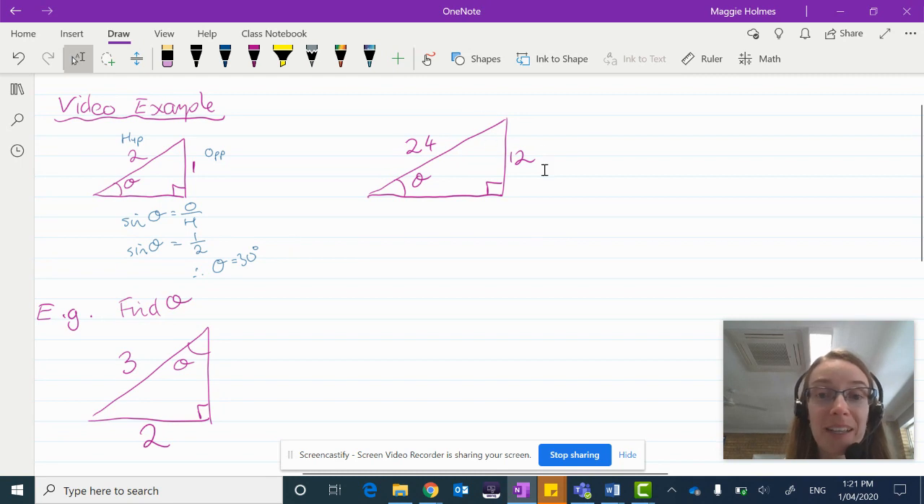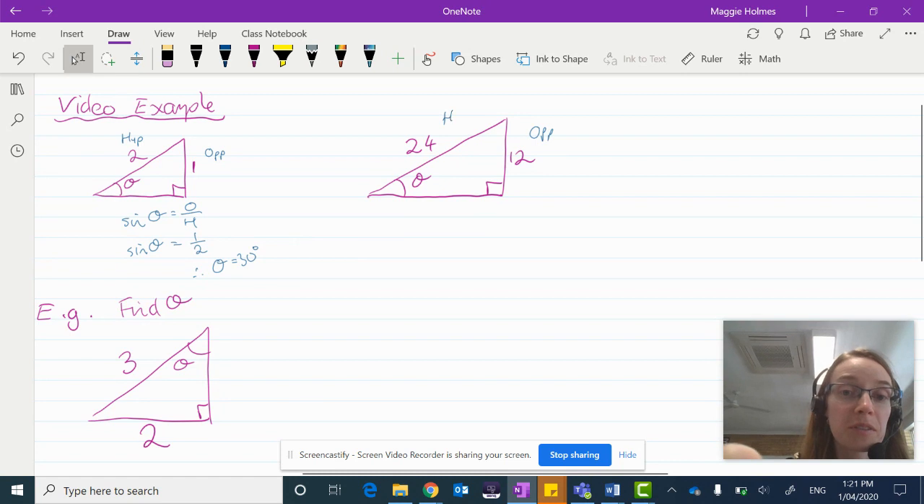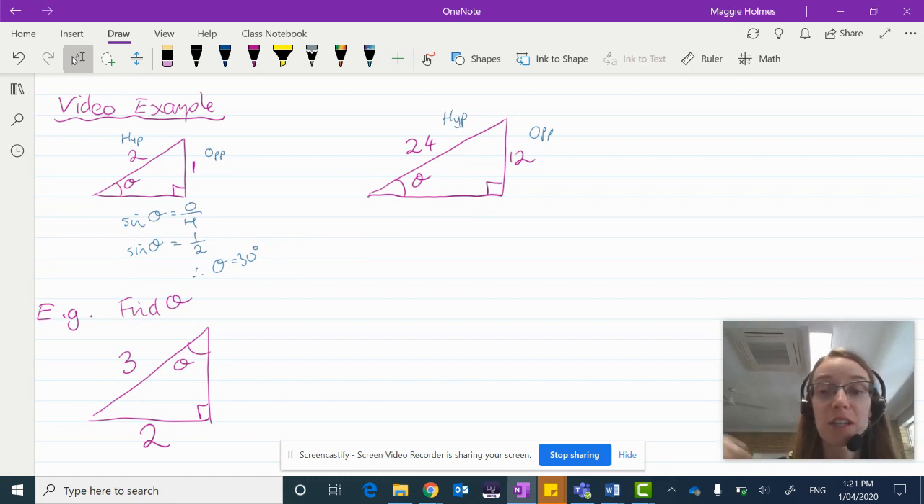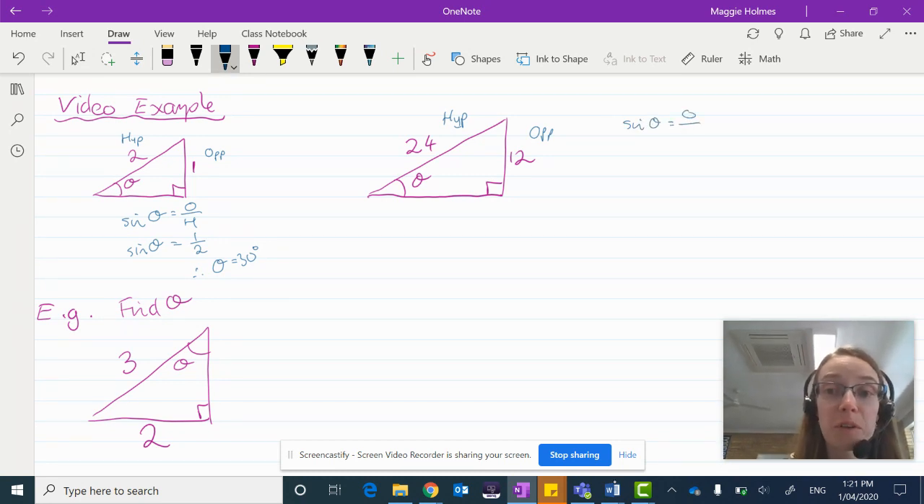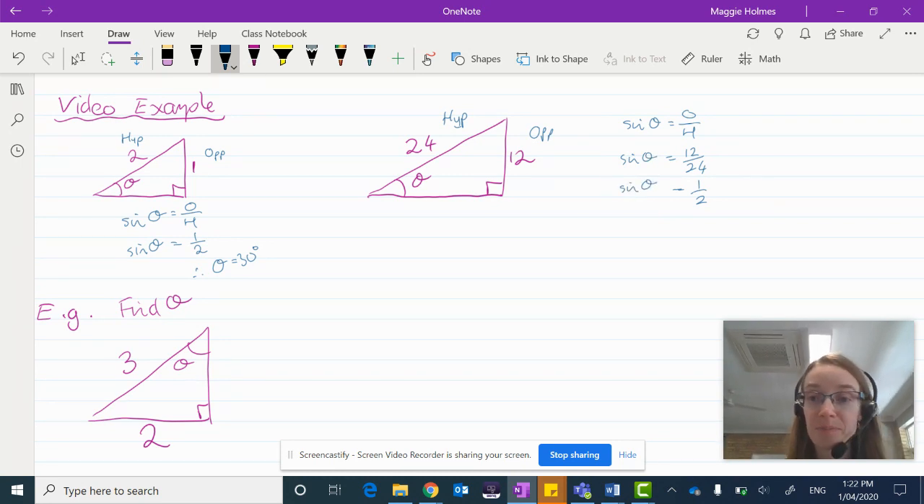This one here, we can see we've got an opposite side and a hypotenuse, and that the ratio here, look, it's a half again. Okay, so we've got sine. So sine of theta is opposite over hypotenuse. It is 12/24, which simplifies to a half. We know that theta is going to be 30 degrees.